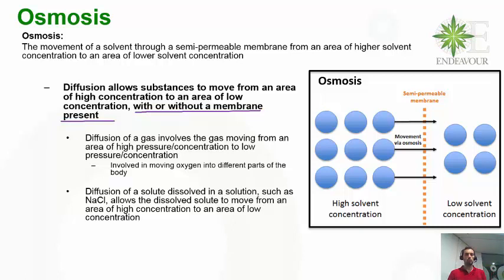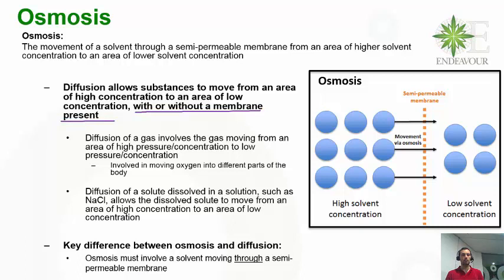As I showed you earlier in the session, gases can diffuse from a high pressure or high concentration location to a lower pressure, low concentration location. This allows oxygen to move firstly from the atmosphere into our lungs and then throughout the body. We can also have diffusion of solute. For example, if there's a high concentration of salt in one location, it can move to a location where there's a lower concentration, and this movement is via diffusion.